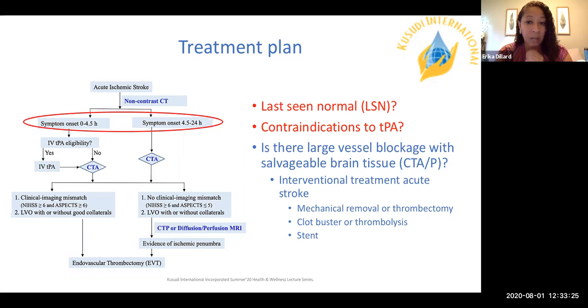If there is a blockage, it's also important to know if the brain tissue that vessel is supplying has already died, or if there's also brain tissue in that area that's still salvageable, that hasn't lost too much oxygen yet and doesn't have permanent injury. All of these things are very important, and based off of the outcomes of those studies, you may be eligible for a procedure called a mechanical removal, or thrombectomy.